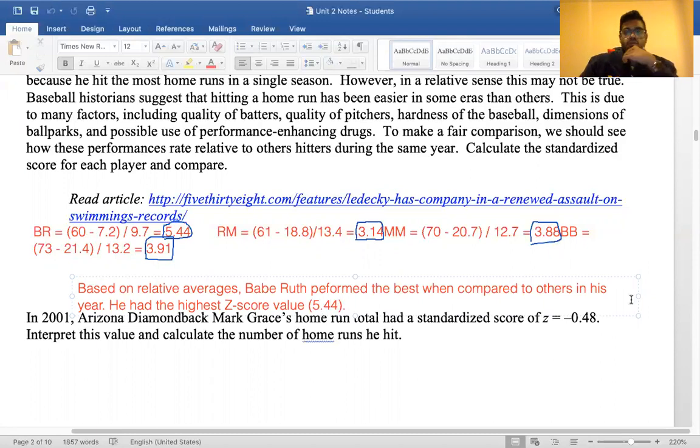Okay. So now, eventually what we're going to get to in this unit is talking about how to find percentiles for these things. Okay. So now, all we want to do is just look at location. That's all z-scores are, measure location. So we know that Babe Ruth did hit the most home runs, did the best compared to everyone else in that year.